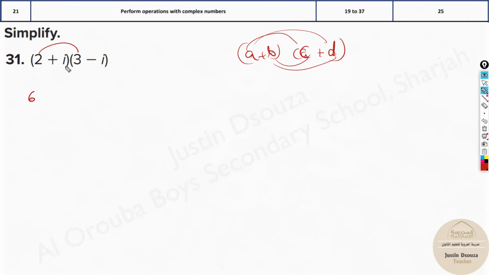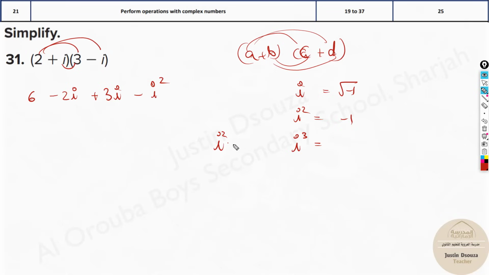2 times 3, it's 6. 2 times minus i will be minus 2i. Then i times 3 will be plus 3i. And lastly, i times minus i is minus i squared. Now here we need to know the values of i. i is equal to the square root of negative 1, an imaginary number. What is i squared? You square the square root, and you will have minus 1. What is i to the power 3? You have 3 i's together, but this i cubed can be written as i squared times i, isn't it?